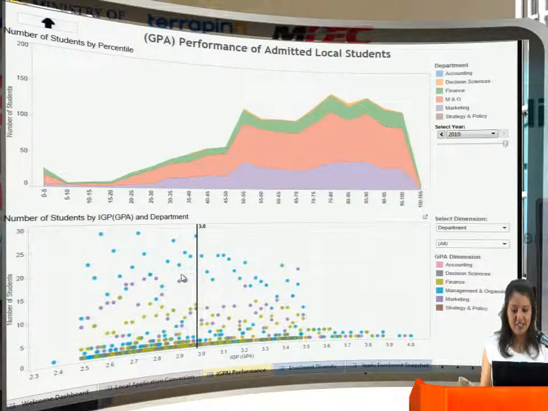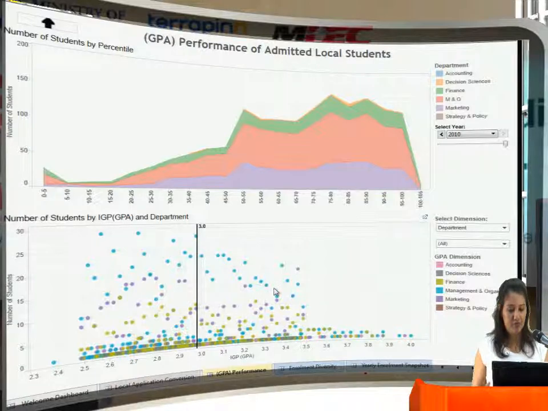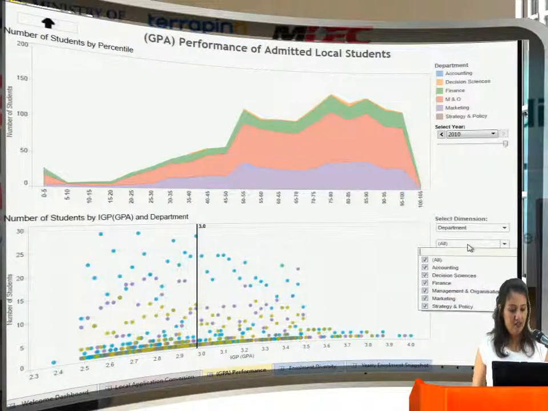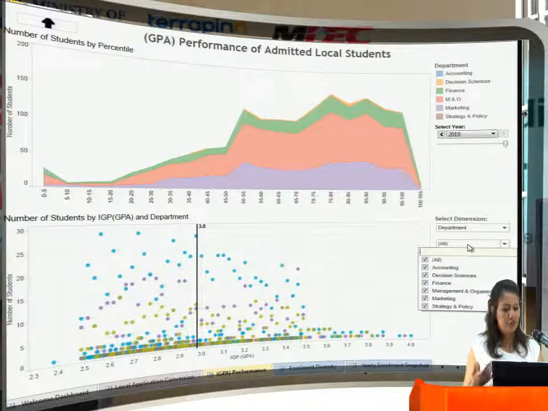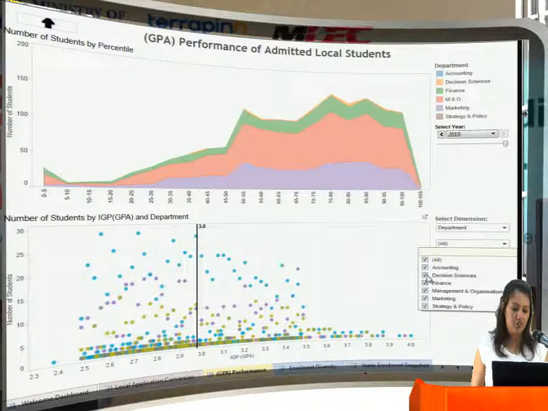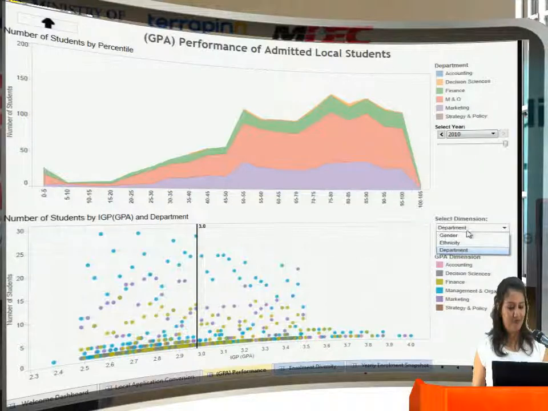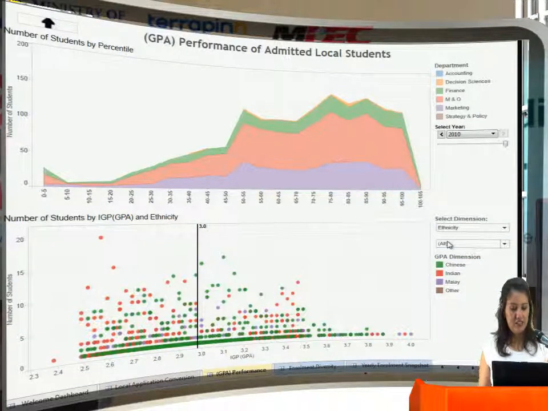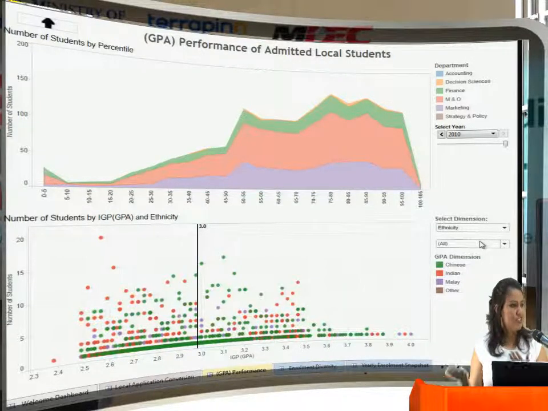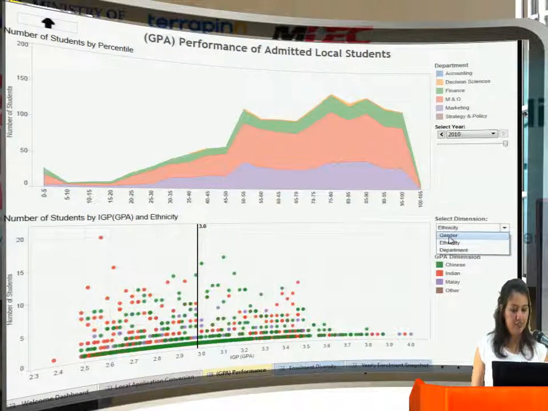In the below graph, you can see the number of students per department and their GPA. There are always options for you to filter down and drill down, so you can choose a department or the dimension that you want to see. For example, is there any ethnicity that's doing better than others? Are Asians performing better than Europeans, or Chinese performing better than Indians, etc.? So you could do that demographic analysis here.